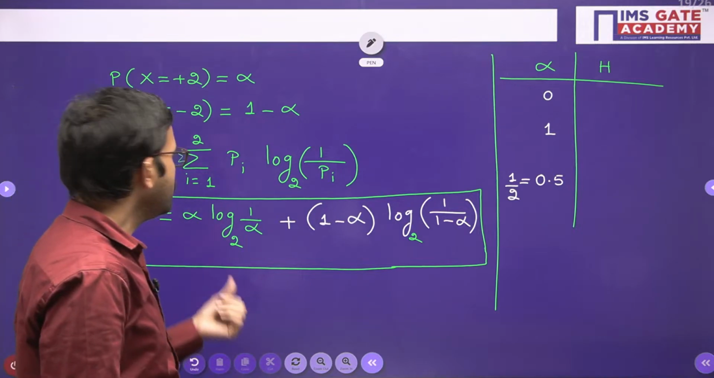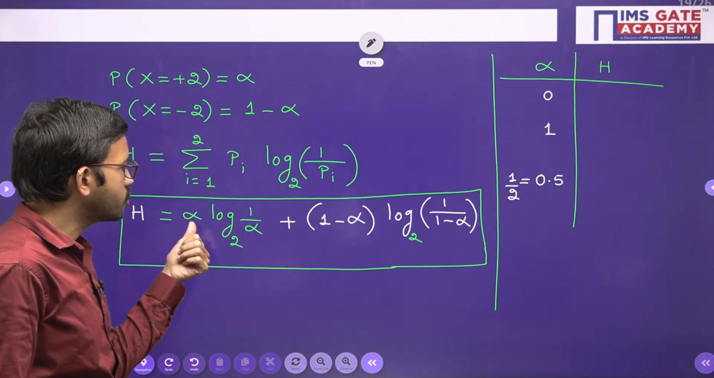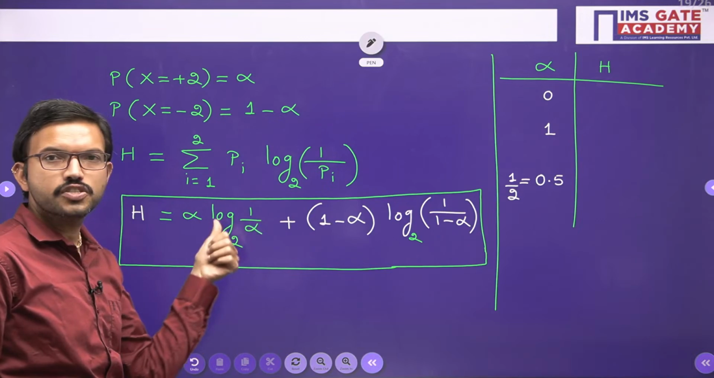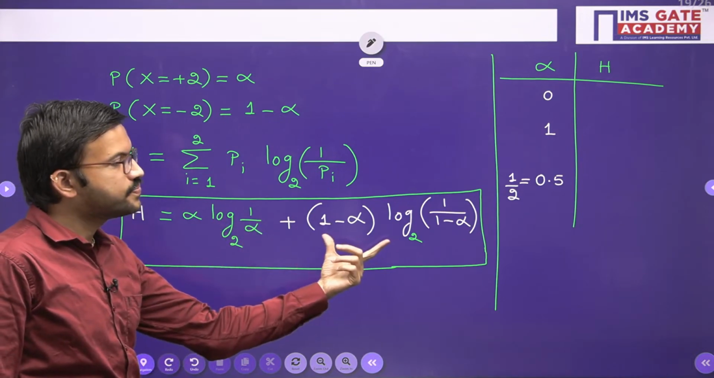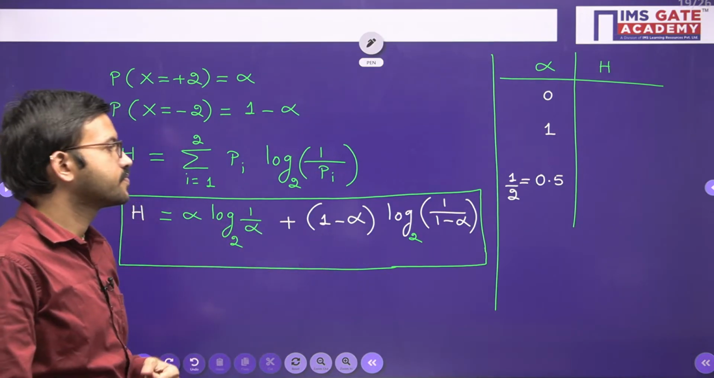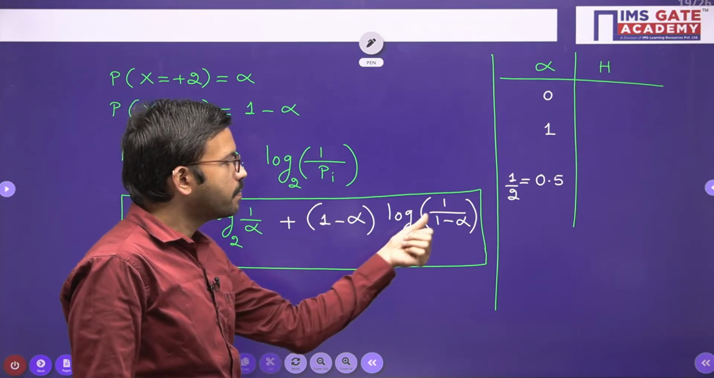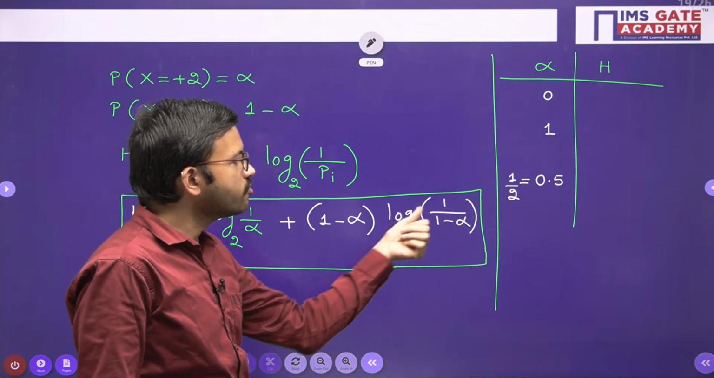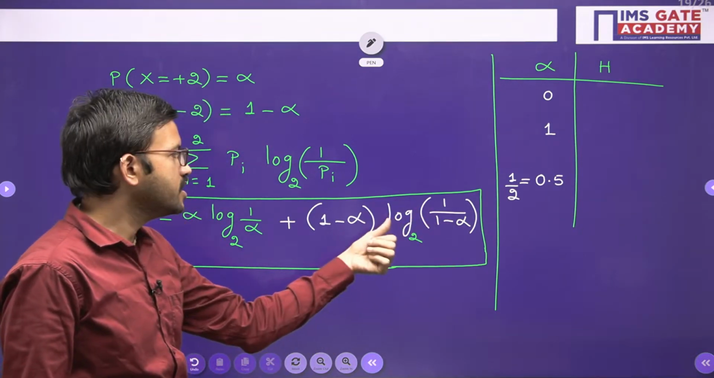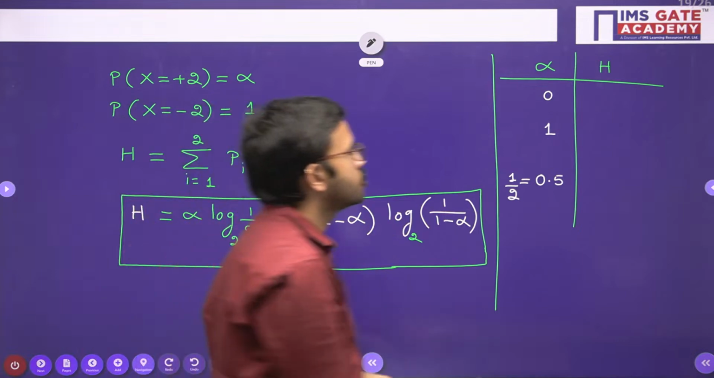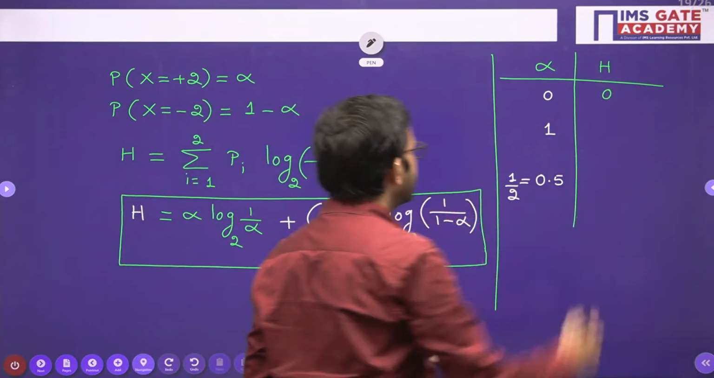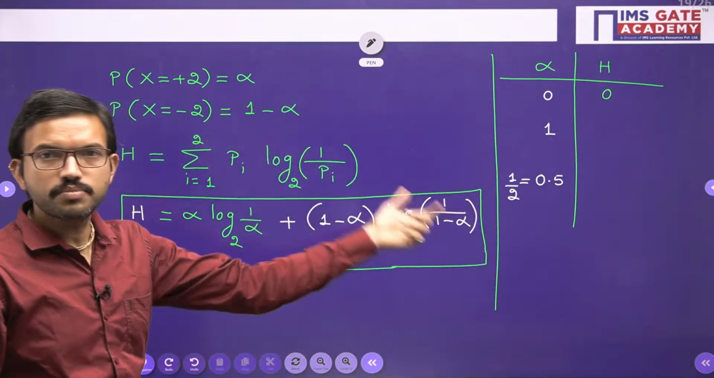See, it is very simple. Alpha value when you substitute 0, here overall term you are going to get 0. What about this term? Alpha value 0, 1 minus 0 is 1, but here 1 minus 0 is 1, log 1 is nothing but 0. So overall you are getting 0. When you have considered alpha value 0, overall term you are going to get 0.